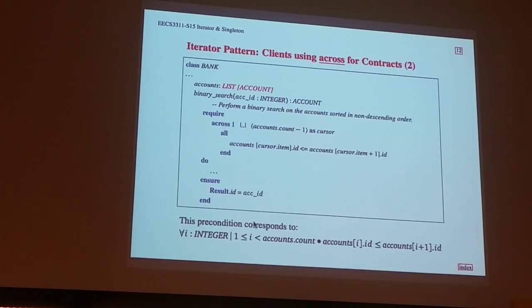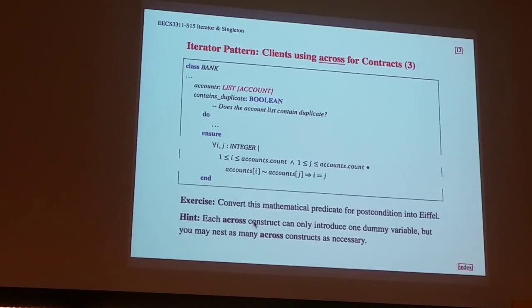So x, this one is challenging, okay? So this is actually what we want to do, as I give you the math and tell you to translate that into the executable contracts in Python. Apparently, we want to use across. However, each across can only introduce one cursor variable. Apparently, here in the mathematical expression, we need 2 dummy variables. So that means we need 2 across constructs that are nested. Okay? So, although I said that exercise, I'll give you some hints. You should really try it out.